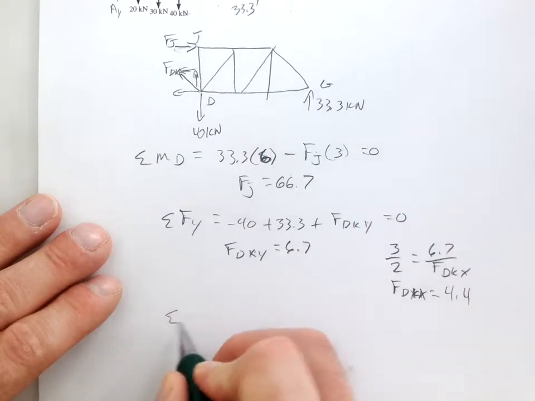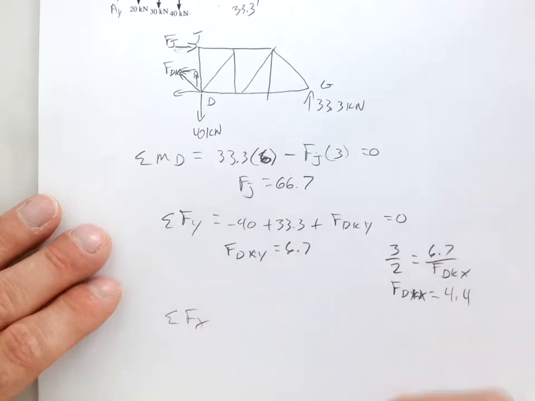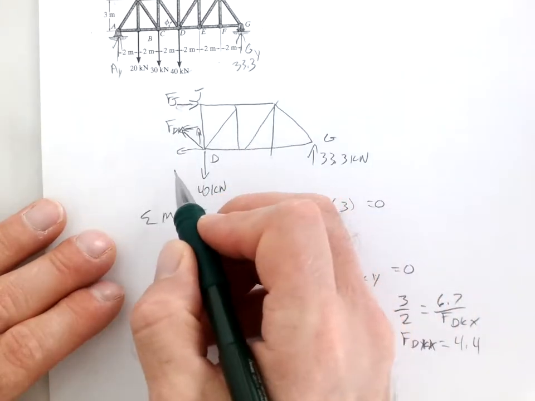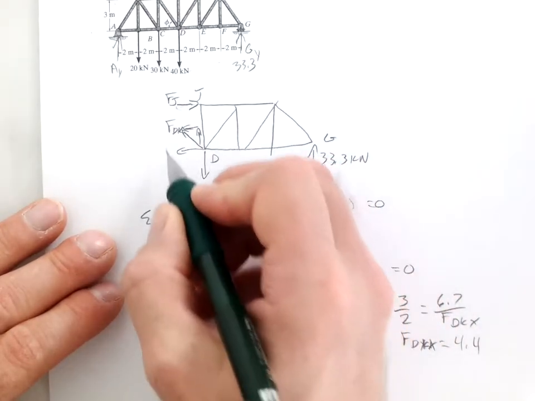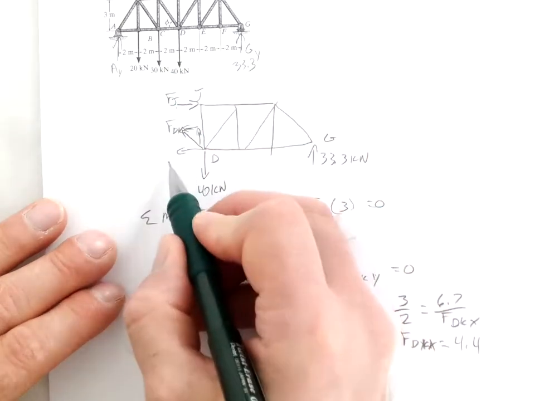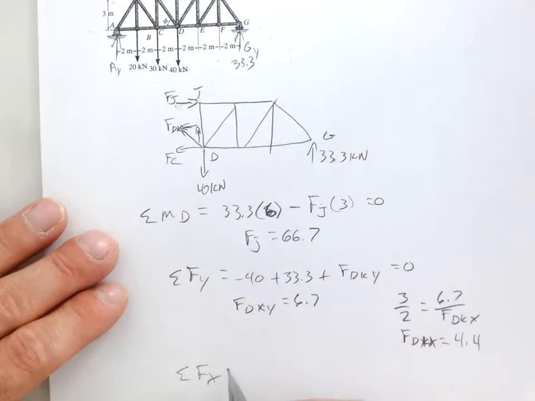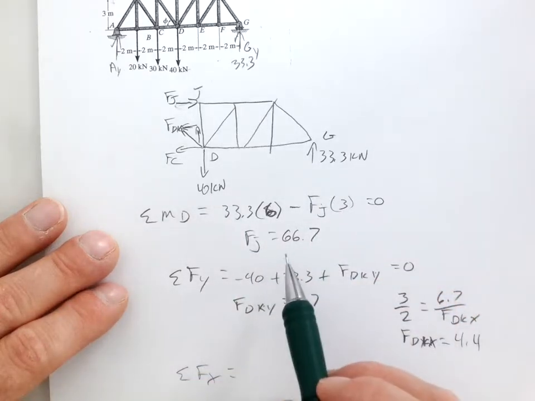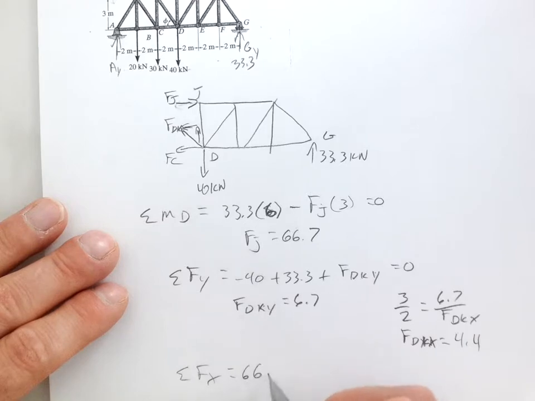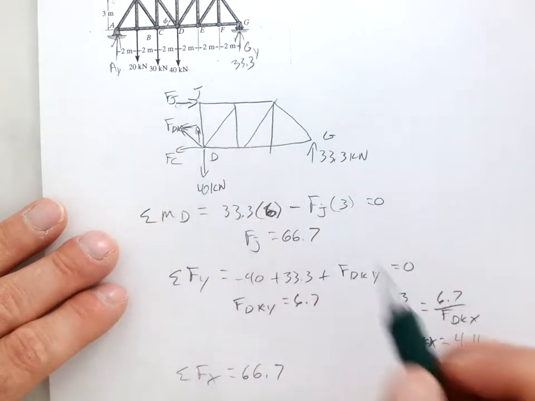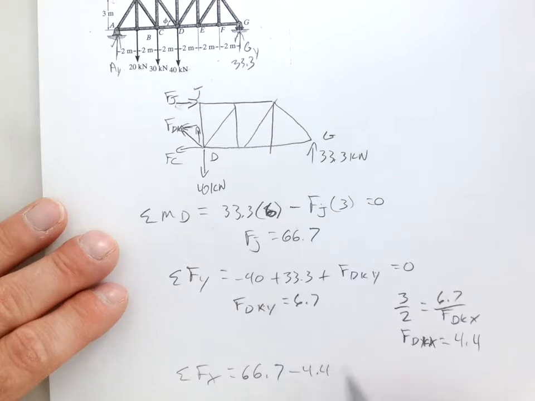And if we sum the forces in the X, we'll call this one Fc, because it's pointing towards C. In the X we have 66.7, that's that one, minus 4.4 Fdk in the X, minus Fc equals 0. So Fc equals 62.2, and that's kilonewtons.